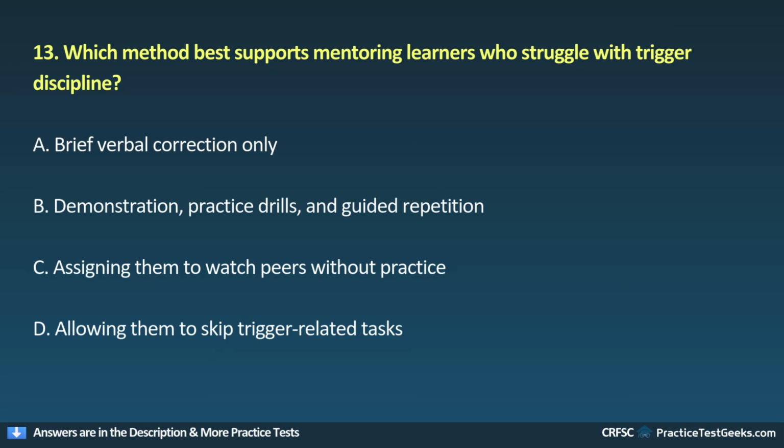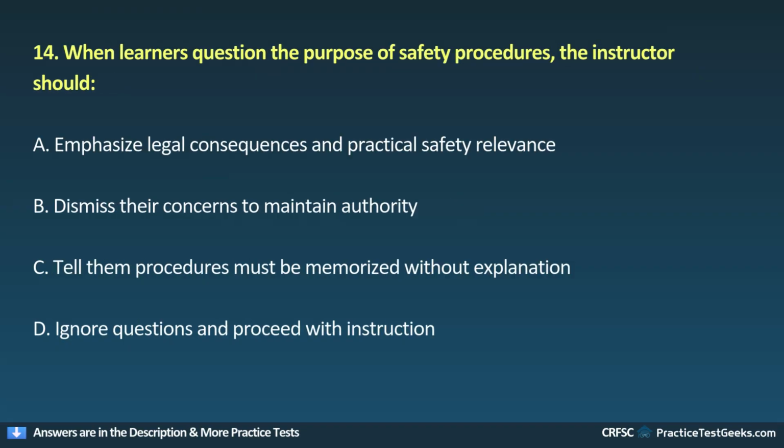13. Which method best supports mentoring learners who struggle with trigger discipline? A. Brief verbal correction only. B. Demonstration, practice drills, and guided repetition. C. Assigning them to watch peers without practice. D. Allowing them to skip trigger-related tasks.